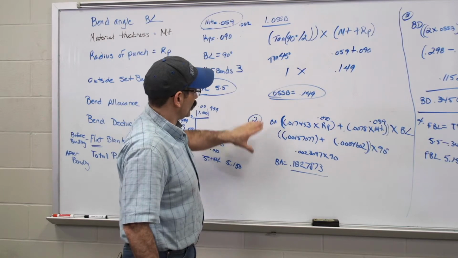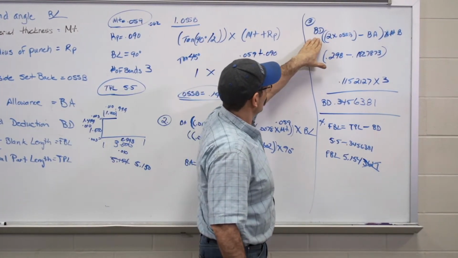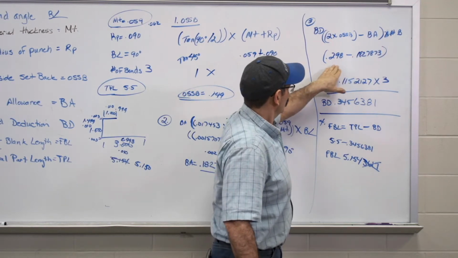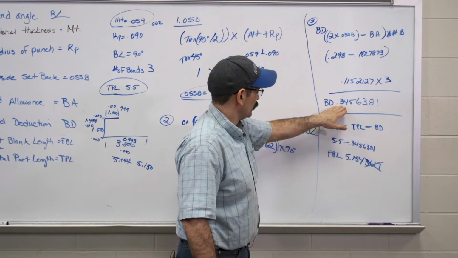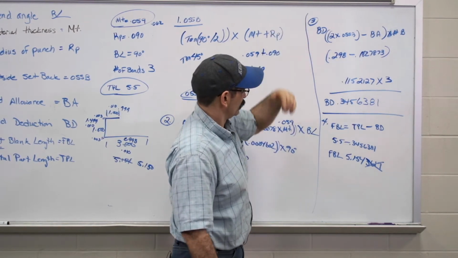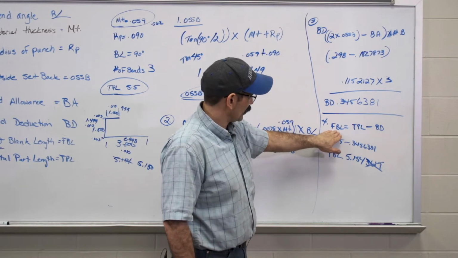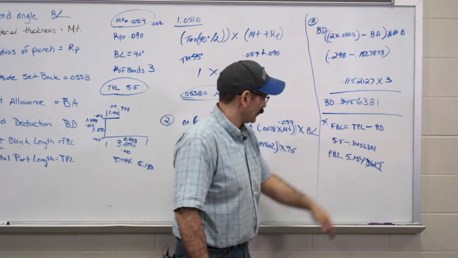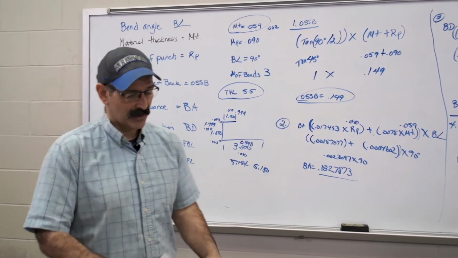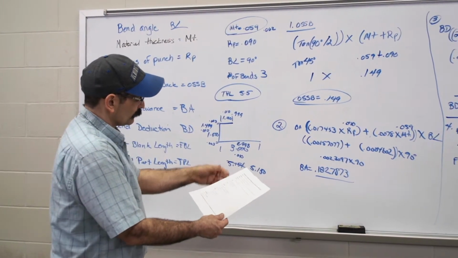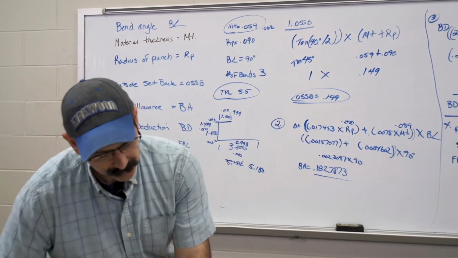So step 1, step 2, step 3. Now we're going to use what we already figured out, the OSSB and the bend allowance. Working that, coming down, bend deduction. Now we take everything we've done, keep piling up the apples. We're down here, flat blank length is the total part length minus the bend deduction. Bang.